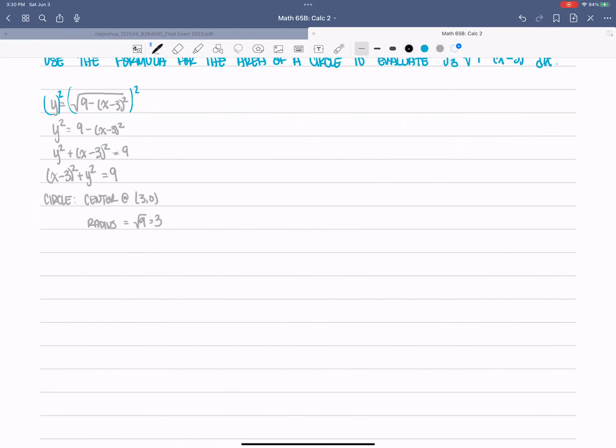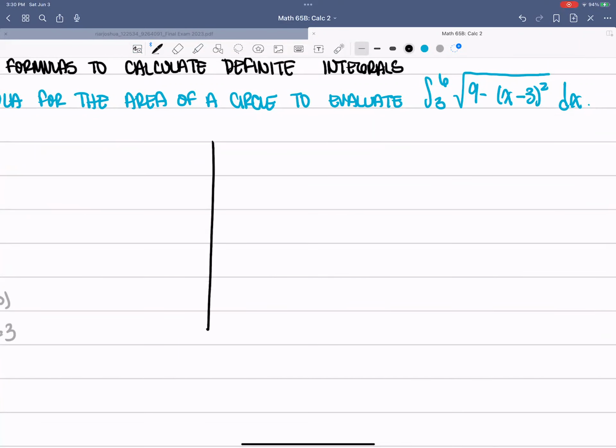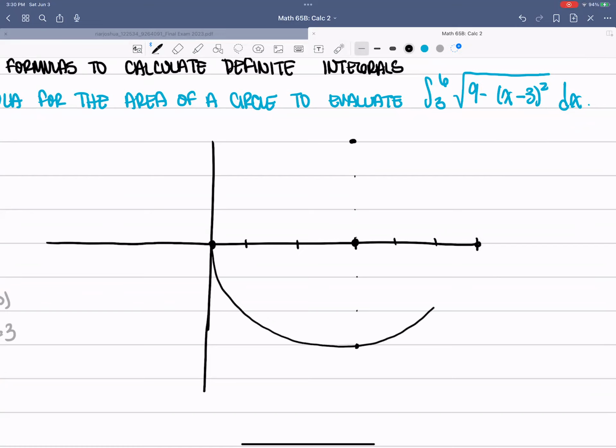Let's draw the whole thing just so we can see what's going on here. So the whole circle: we have 1, 2, 3, we go up 1, 2, 3, down 1, 2, 3, and 1, 2, 3. So here's our circle. Again, I'm not an artist, so I know this might not look like a circle, but for the meantime, it will be.